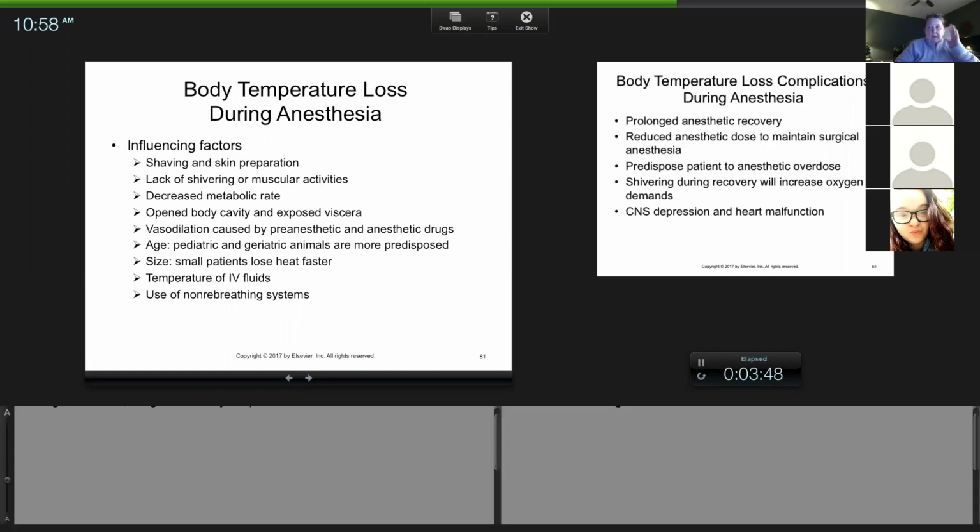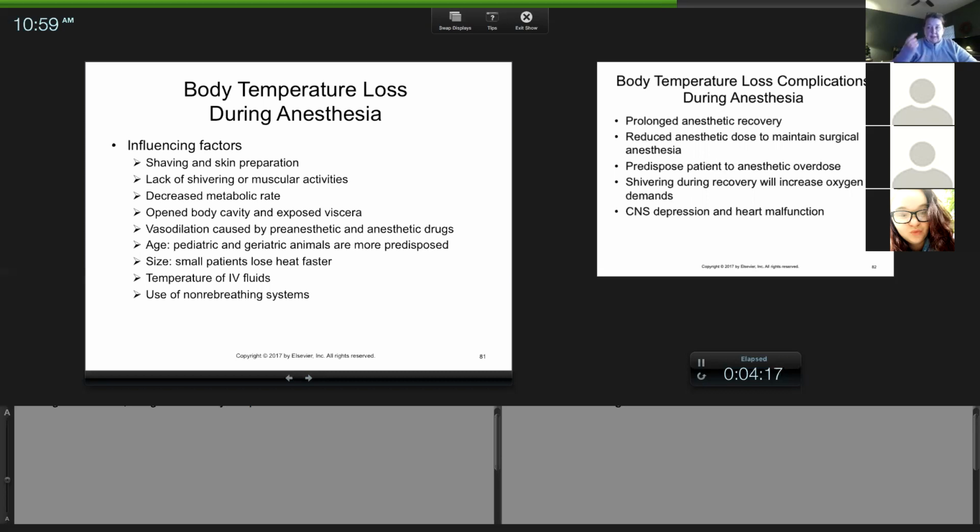One I want you guys to know is temperature drops fastest in the first 20 minutes of anesthesia. If you can keep them warm pre-op, like have a heating pad, and maybe rice socks, there's some other things you can do. If you can keep them warm in the prep room, you have a better chance of keeping them warm throughout surgery. But I will tell you, once they get cold, it is challenging to warm them up.